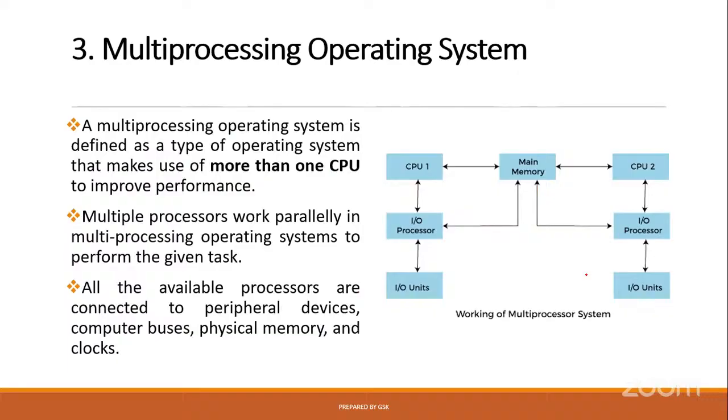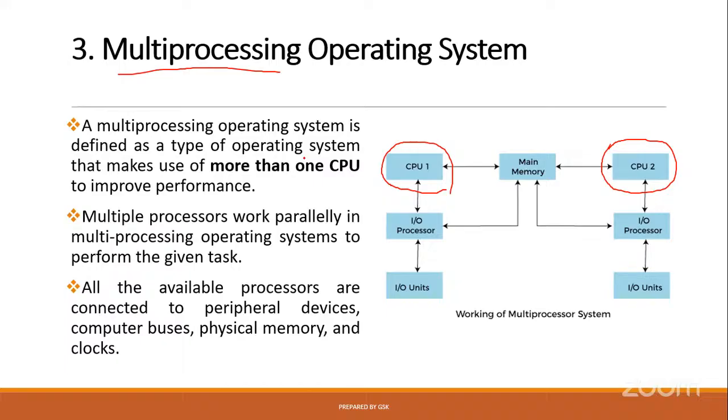Next category is multi-processing operating system. You can remember like this, multi-processing uses multiprocessors. So in this category, we use multiple processors, multiple CPUs. Multi means more than one. More than one processors we are using to process the programs, to process the tasks or jobs. That is why this is called multi-processing operating system.